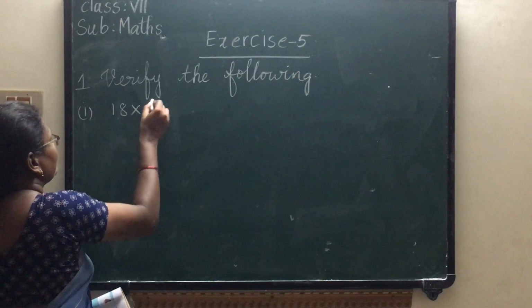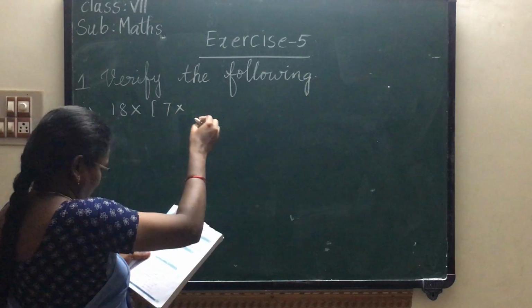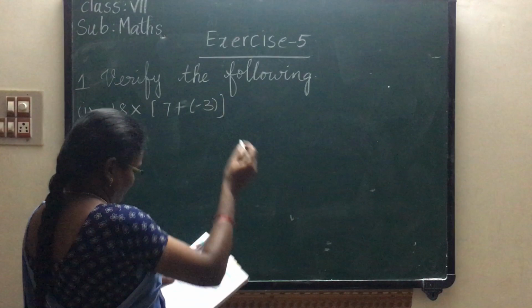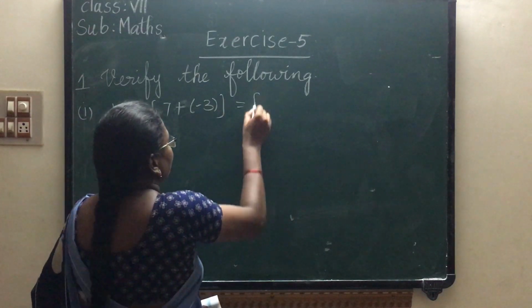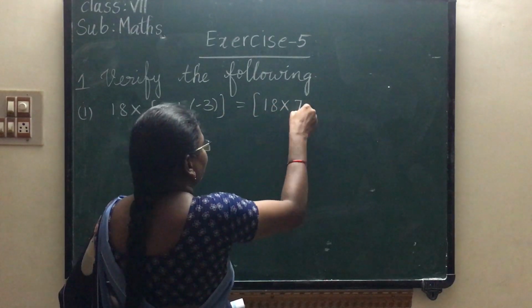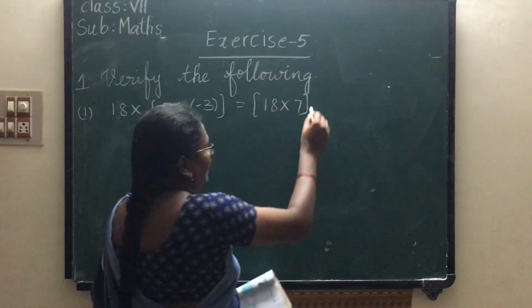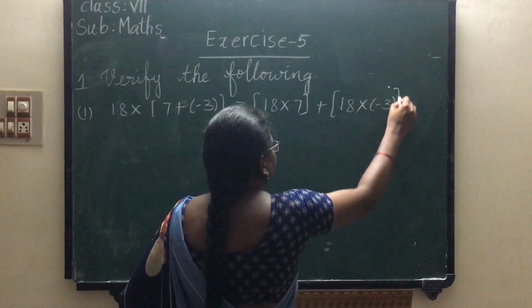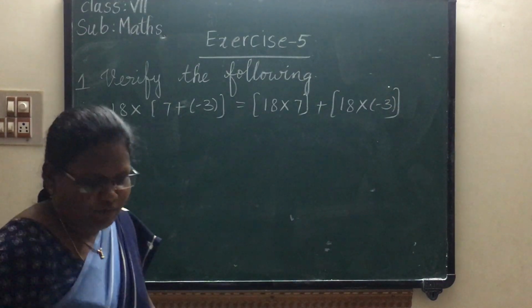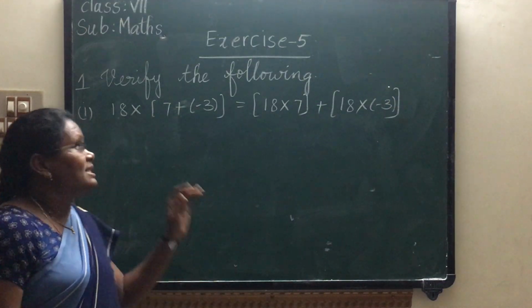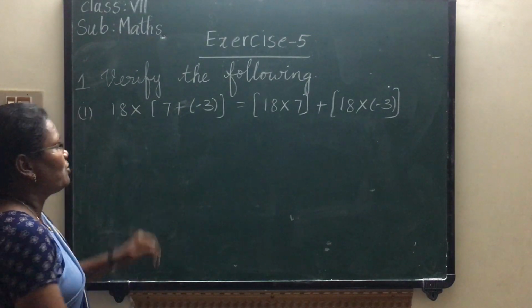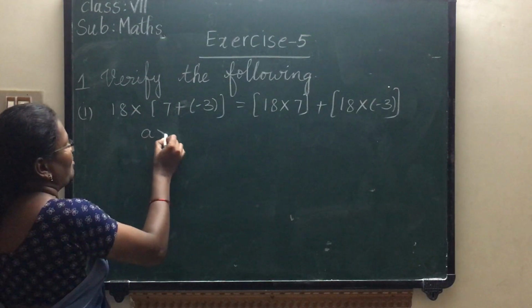18 into (7 plus of minus 3) is equal to 18 into 7 plus 18 into minus 3. See here, this is the sum. Which property is this, children? This is the distributive property over addition. I am writing the formula.